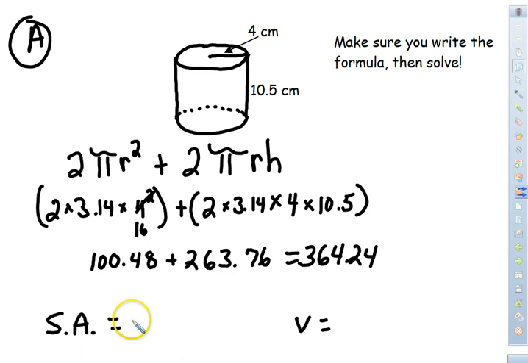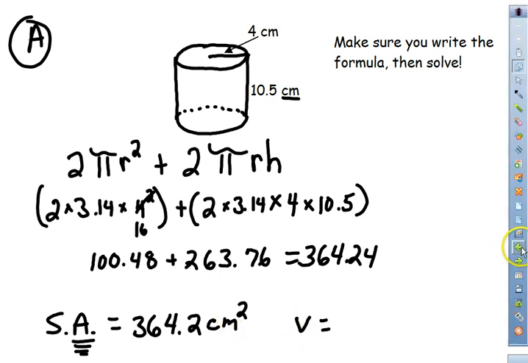And most of the time it's going to tell you to round to the nearest hundredths. It could round to the tenths. In this case, we're going to round it to the nearest tenths. And so it's 364 and 2/10. And we are dealing with centimeters, and we are dealing with area. Therefore, it is squared. Okay?